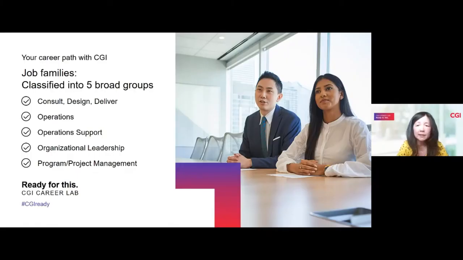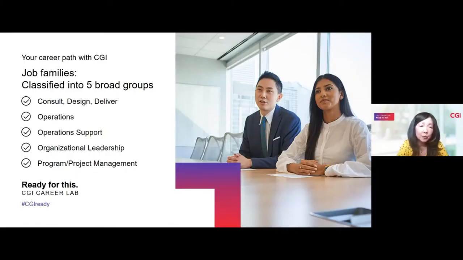What I would like to share with you is how we structure our career paths. We have organized all our roles into what we call job families. We start with 5 very broad categories, and then we tuck the job families under these categories. Consult, design, deliver is where most of our technology related jobs sit. For example, business architecture, enterprise, systems and applications, QA, and data analytics all sit under consult, design, and deliver.